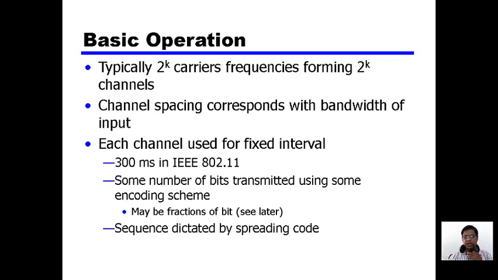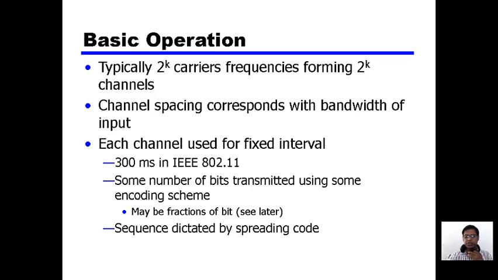Each channel is used for a fixed interval. What is a fixed interval? A fixed number of bits have to be transmitted. That is, 300 megabits per second, in IEEE 802.11.